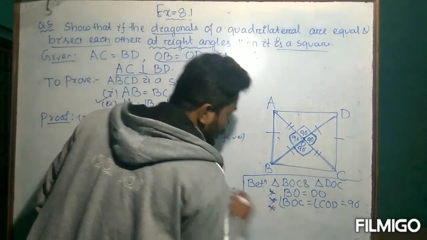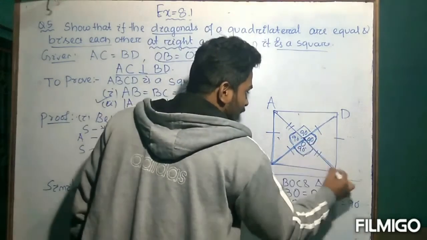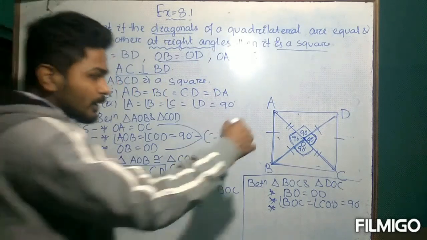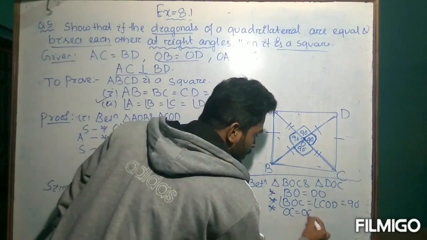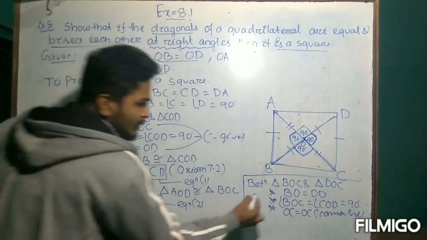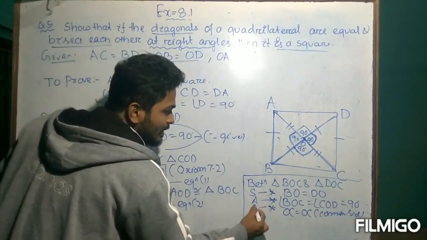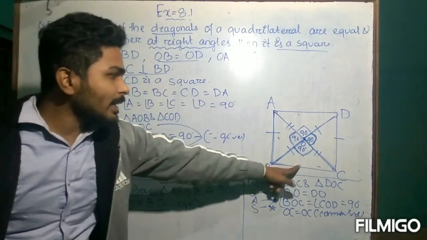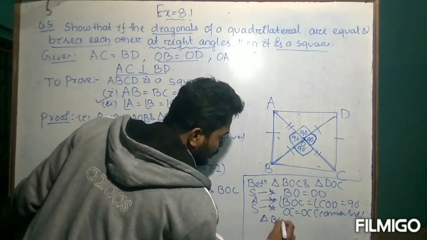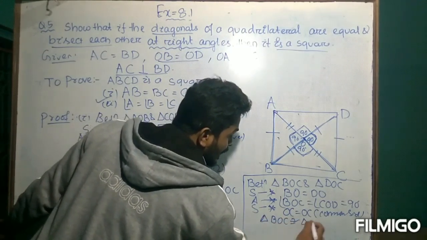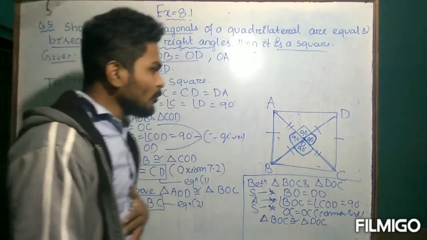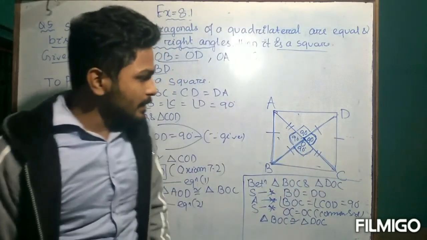Third condition. OC is the side of the triangle BOC and OC is the same side for the triangle COD. So OC is the common side to both the triangles. So OC is equal to OC. They are common side. Right? So by side, angle, side, we can write this triangle is congruent to this triangle. So simply I can write triangle BOC is congruent to the triangle DOC. Is it clear?